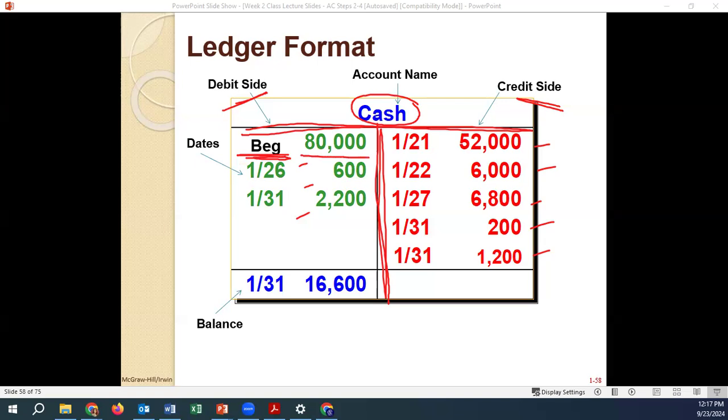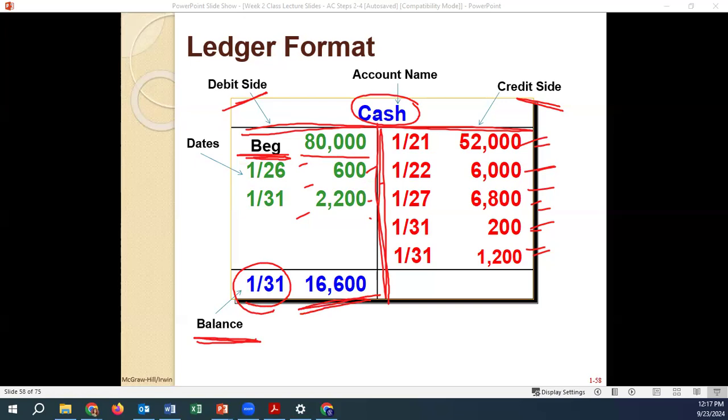Then throughout the month, they spent cash and they received cash. And then at the end, you see the balance, right? And the balance is dated January 31st, so that's the end of the month. And that tells us that at the end of the month, the company ended the month with $16,600. That is the ending cash balance.